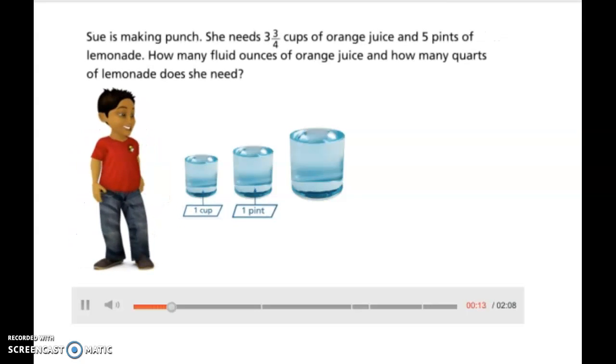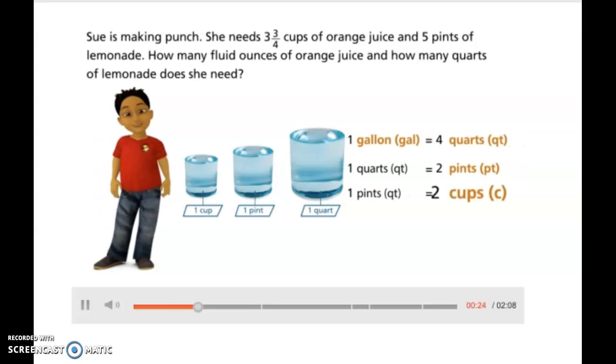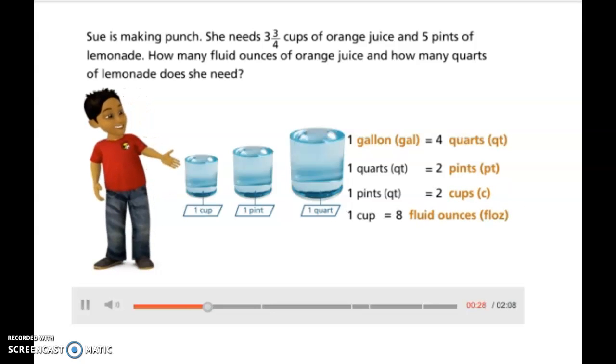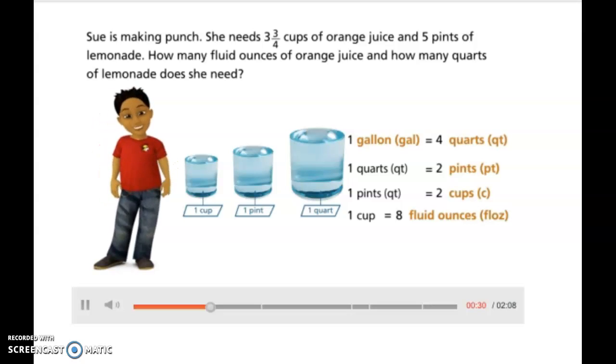Sue is making punch. She needs 3 3/4 cups of orange juice and 5 pints of lemonade. How many fluid ounces of orange juice and how many quarts of lemonade does she need? You can multiply or divide to get from one unit of capacity to a different one.